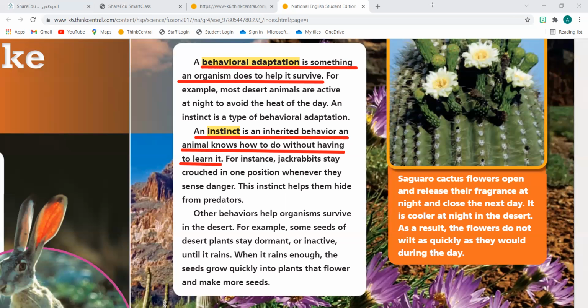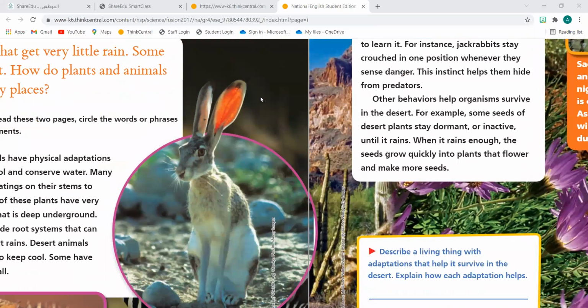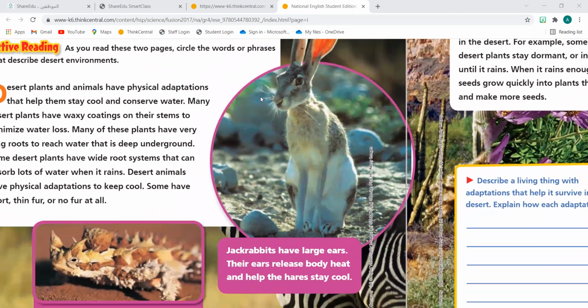Okay, girls, did you finish underlining? Can I go to the jackrabbit? Yes, but I want to tell you something about the jackrabbit. Whenever it feels or senses danger, it stays still in its place and does not move at all, like a statue. Why? So they pretend that they do not exist, so a predator cannot see them or catch them.